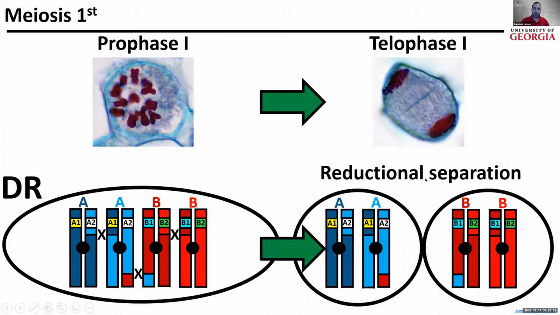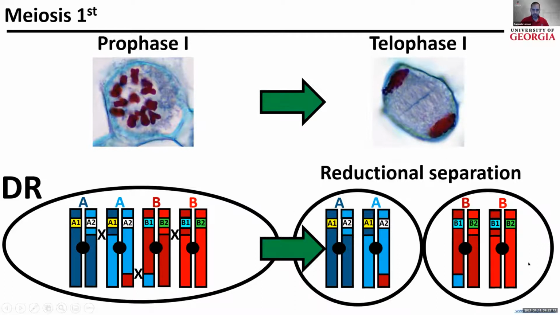So reductional separation simply means that if we are considering a specific allele, let's say the A1 allele, after the first meiosis, we will have gametes that contain both alleles in the same gamete. So you see here, we have this gamete that has both the A1 and the A2, while this gamete has both the B1 and the B2. And so these 2 gametes are candidate gametes for double reduction events at the end of meiosis II.